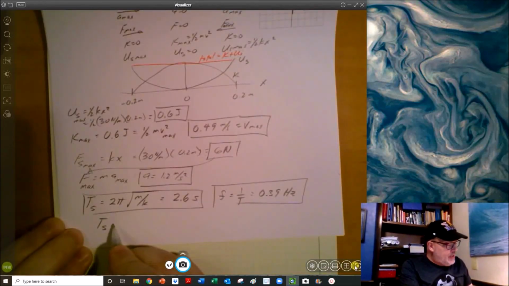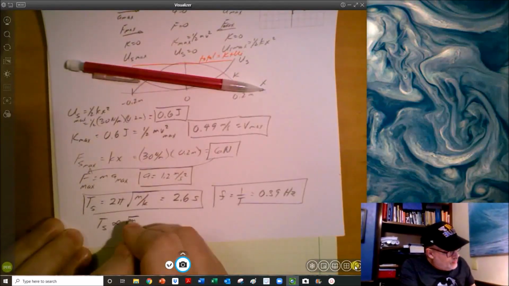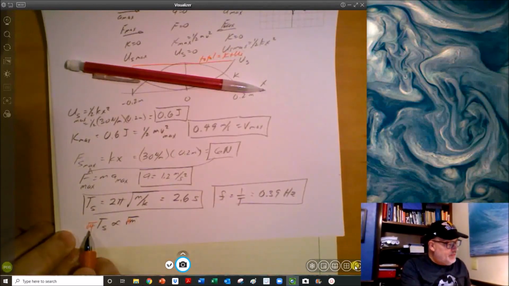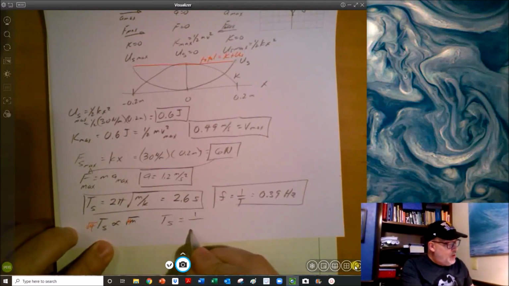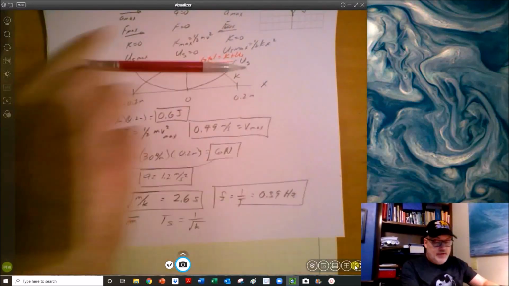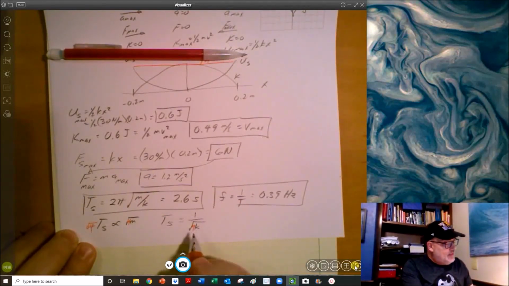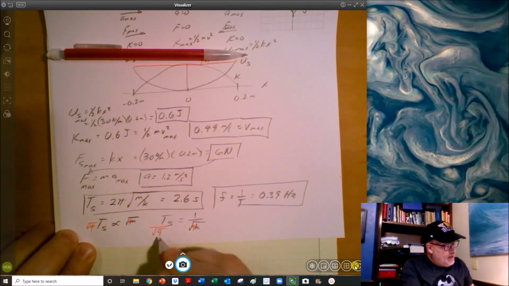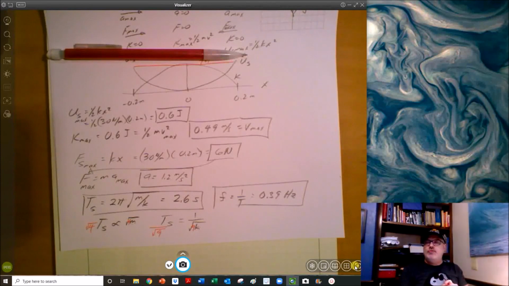Remember, the time period for a spring is proportional to the square root of m. So if we would quadruple the mass, we would double the time period, because the square root of 4 gives us 2. But the time period for a spring mass system is proportional to 1 over the square root of the spring constant. So if we would increase the spring constant by 9 times, then this would be divided by the square root of 9, so the time period would be 1/3 of the original. All right? So there's a ton of information we can find from this one problem.